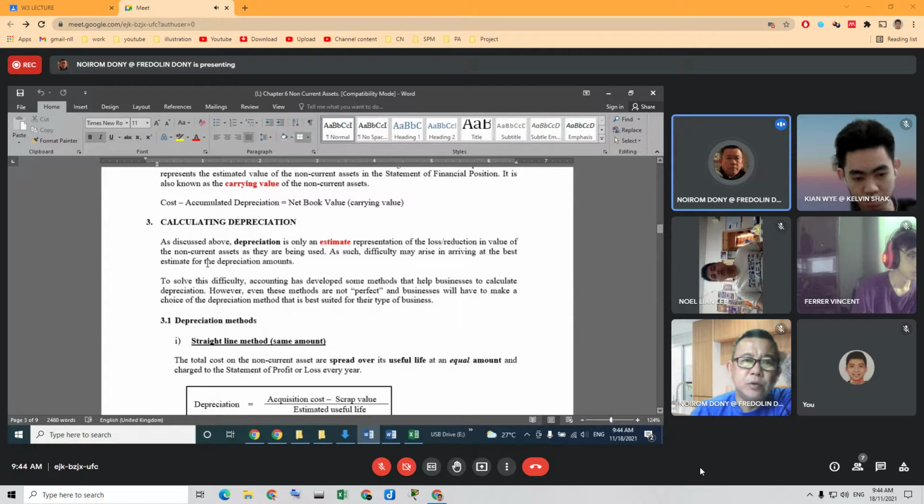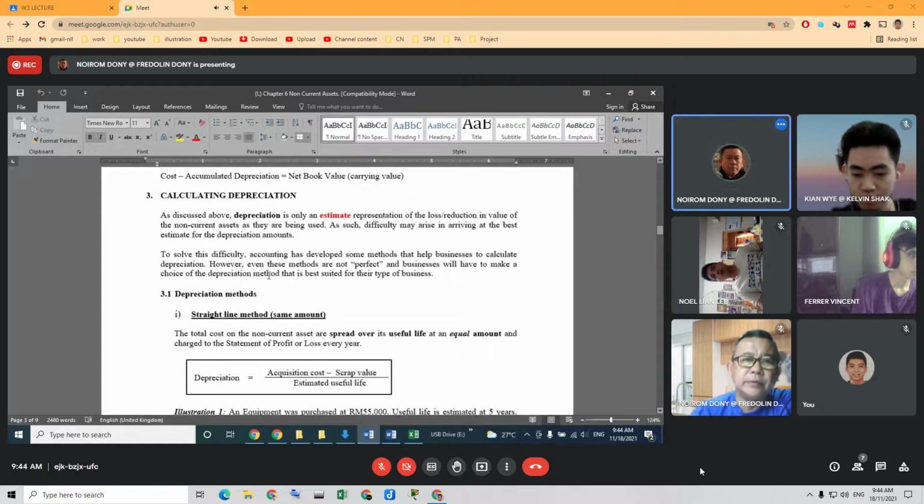Okay, so there is no perfect method. So it's not the best estimate, but it's considered a good method. To solve this difficulty, accounting has developed some methods that help business to calculate depreciation. However, even these methods are not perfect. So they have to make a choice of the depreciation method that is best suited for the type of business.